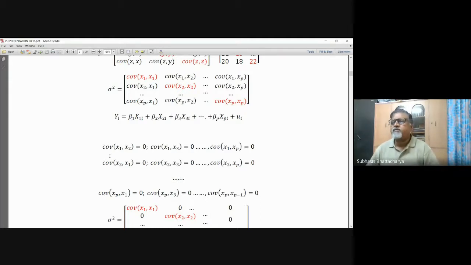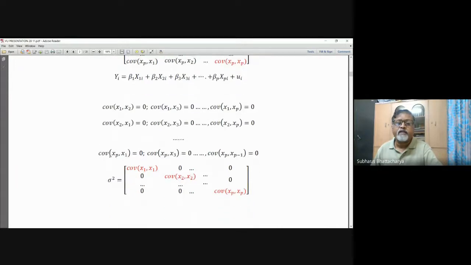There are several kinds of problems due to multicollinearity, and where does multicollinearity come from? That is, if the independent variables become related to each other. So the covariance between the independent variables like x1, x2, x1, x3, x1, x10 equals 0. Similarly, x2, x1, x2, x3, x2, x10 or xp are all equal to 0. And similarly it follows for all variables: xp, x1, xp, x3, and xp, xp minus 1. That means every combination between the variables is 0 except their own combinations.